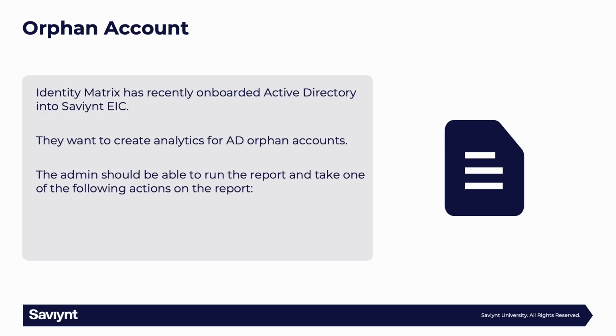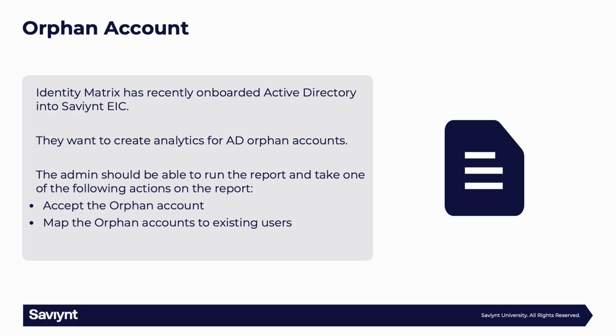Once the report is generated, the admin can take one of three actions directly from the report. First, they can accept the orphan account, which typically means acknowledging its presence and validating it. Second, they can map the orphaned account to an existing user if it turns out the account was just disconnected or misconfigured. And finally, if the account is unnecessary, the admin can delete it to maintain a clean access environment.